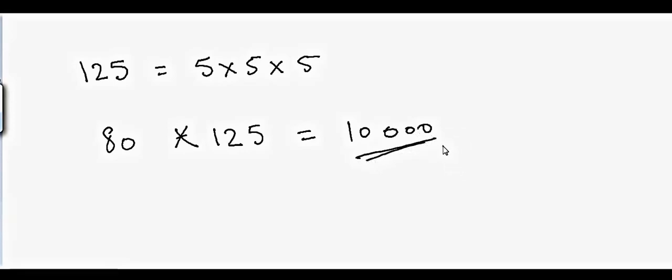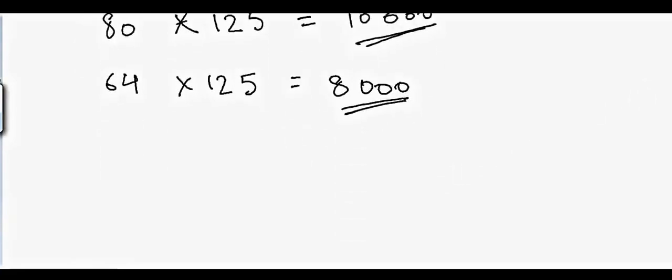So again, let's take another example. If I have 64, as we know that 8 into 8 is 64. So in this case, if I multiply by 125, that will be equal to 8, because we divided 64 by 8, and then put 000 in the end. So it will be 8000.